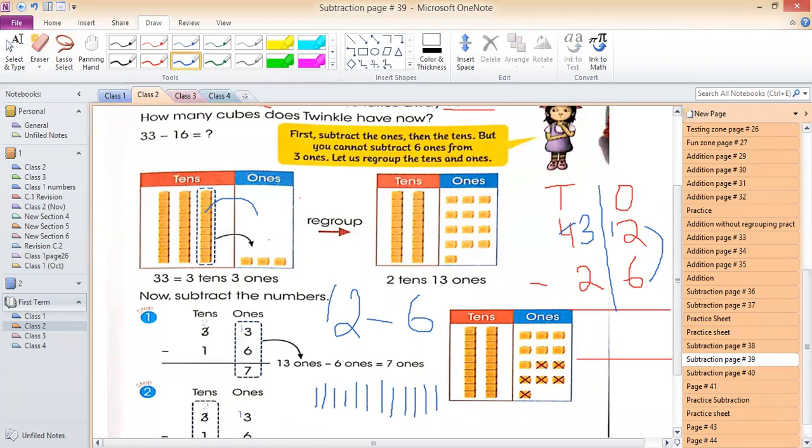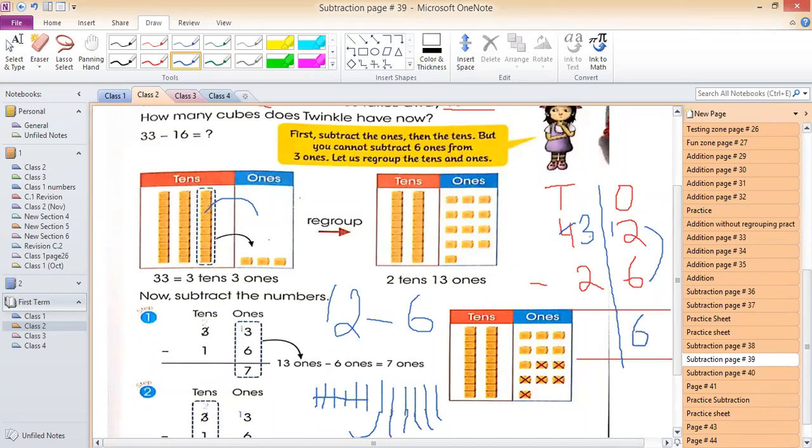And then you will cut 6 lines. 1, 2, 3, 4, 5, and 6. How many lines are left? You will check that. 1, 2, 3, 4, 5, and 6. There are 6 lines left. So 12 minus 6 is equal to 6.